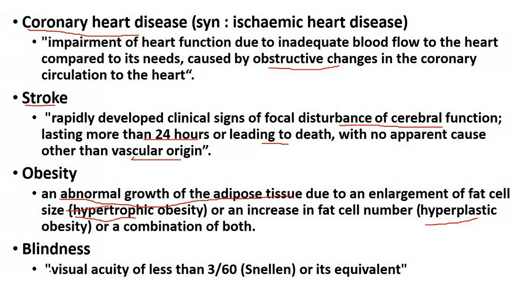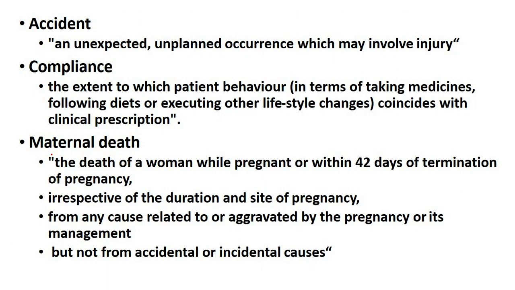Blindness, as defined by WHO, is a visual acuity of less than 3/60 according to Snellen or its equivalent. Anything of 3/60 or less on the Snellen chart, we call visual impairment as blindness. Accident: any unexpected, unplanned occurrence which may involve injury is called an accident. Compliance: the extent to which the patient behavior coincides with the clinical prescription. The behavior is further defined in terms of taking medicines, following diets, or executing other lifestyle changes.